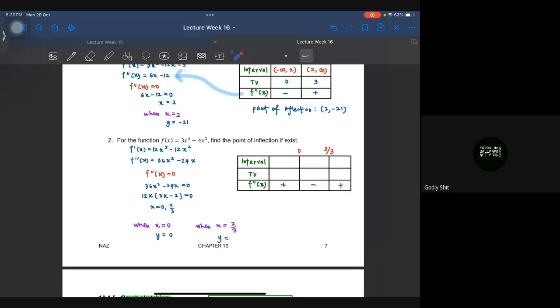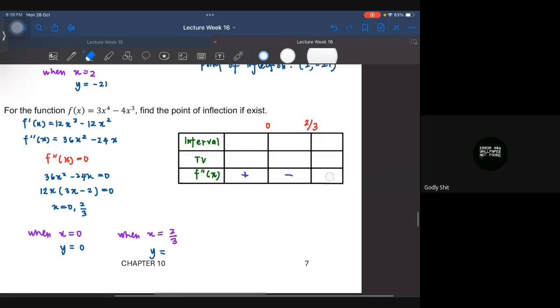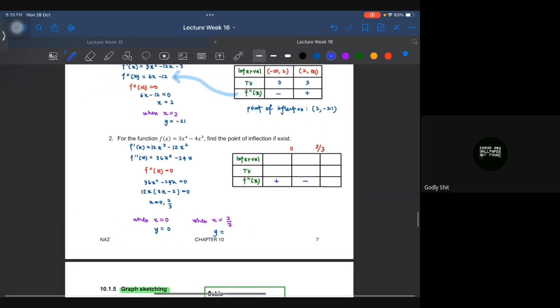Okay, kalau lah contohnya tiba-tiba dekat sini awak nampak dia negatif, means that conclusion awak inflection point hanya ada satu sahaja. Dekat sini sahaja inflection point awak. This one is not inflection point. Sebab inflection point dia mesti change in concavity.